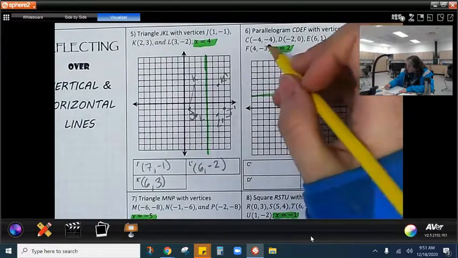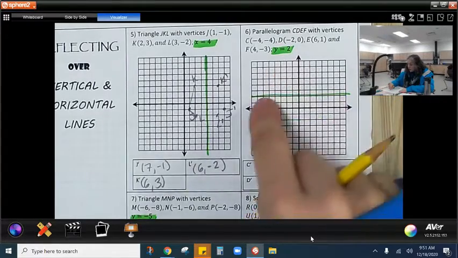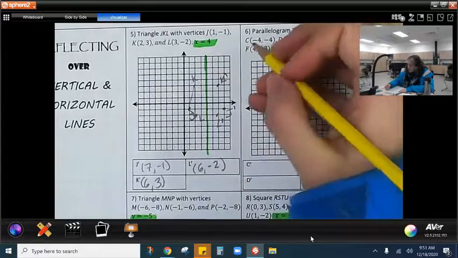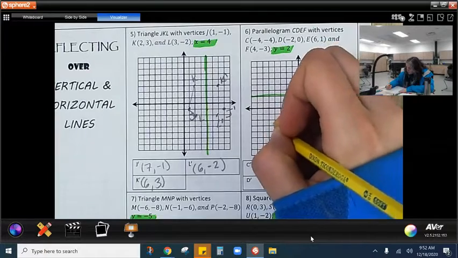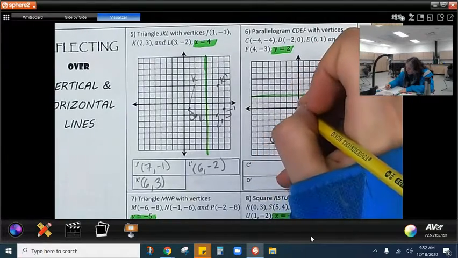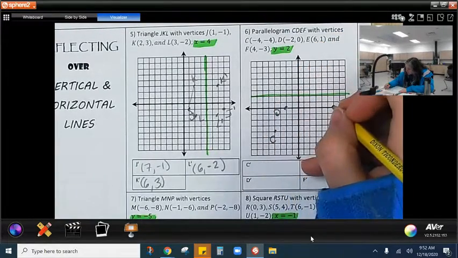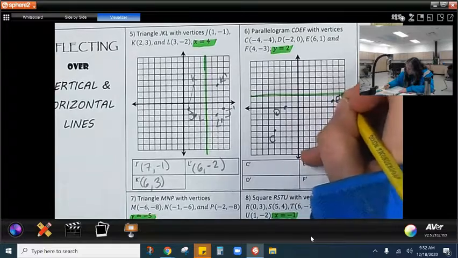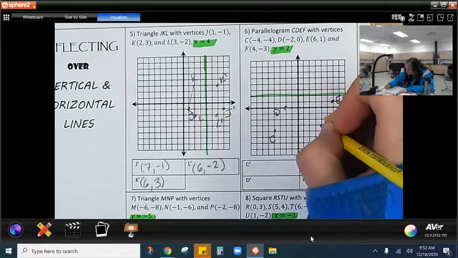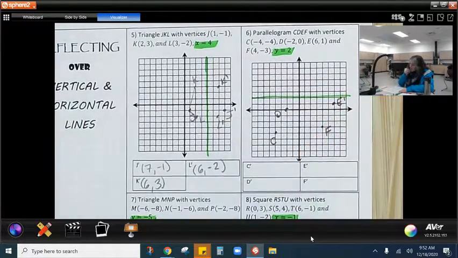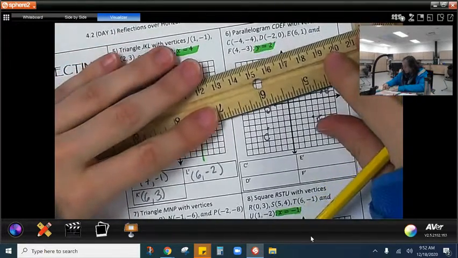So let's try this one right here, and then I'll give you time to practice on 2 of them. This is y = 2 for our line of reflection. So I've drawn the horizontal line. C is at -4, 1, 2, 3, 4. So there's C. D is at -2, 0. E is at 6, 1. And then F is at 1, 2, 3, 4, 1, 2, 3. All right. So those are my 4. I'm going to connect them with a beautiful line.